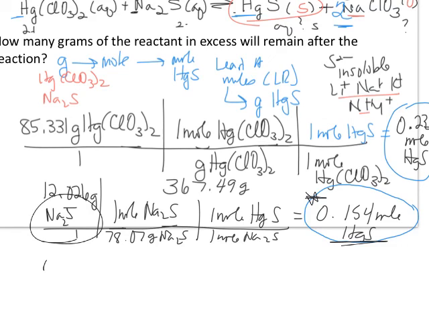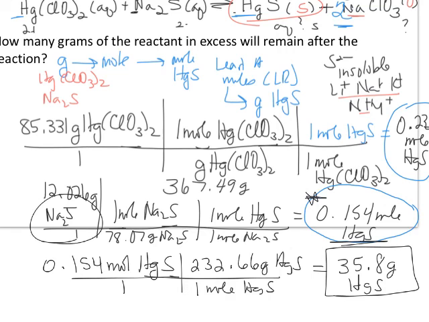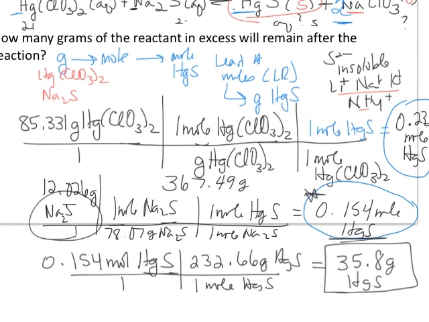So basically we're going to take 0.154 moles of mercury sulfide over 1, and we're going to use molar mass. For 1 mole of mercury sulfide, we look at the periodic table. Mercury is very heavy, like 200, and then sulfur is 32, so we end up getting 232.66 grams of mercury sulfide. And we multiply that with 0.154, we get 35.8 grams of mercury sulfide formed. So that is your answer to the first question of this problem.